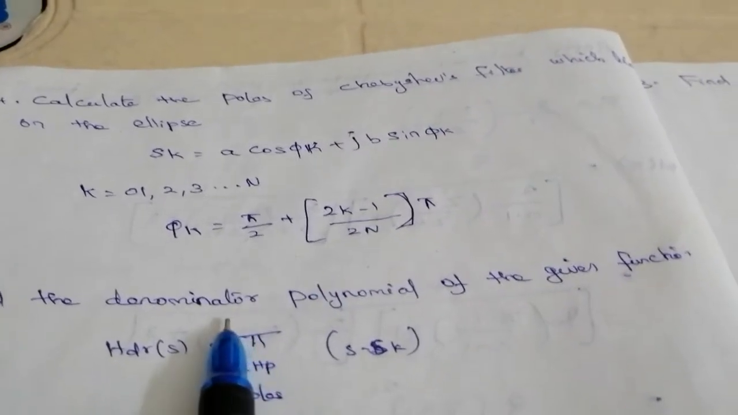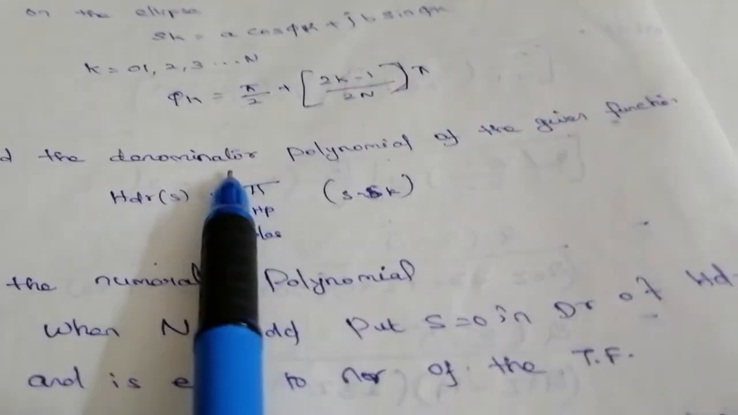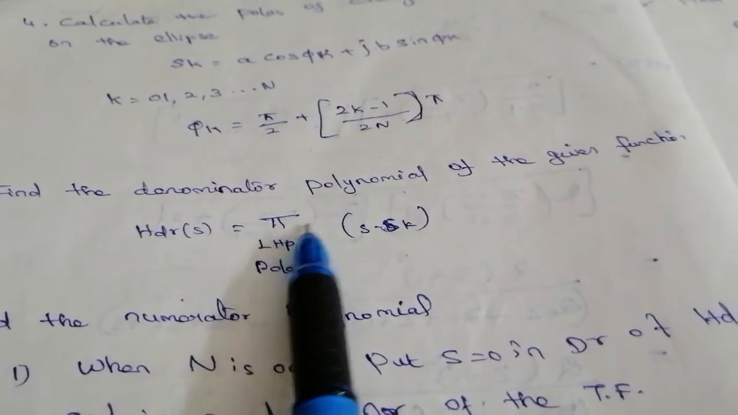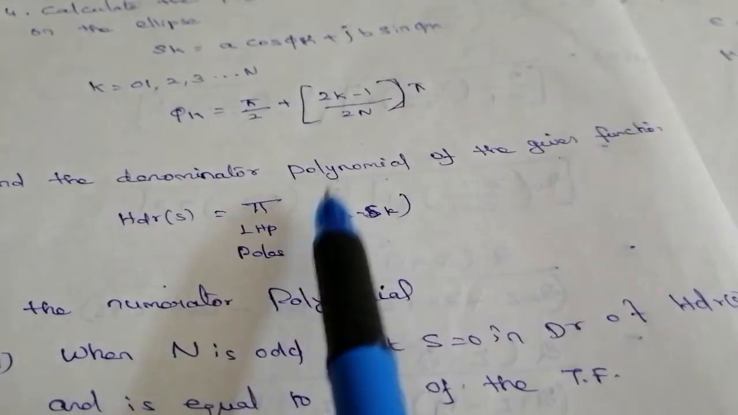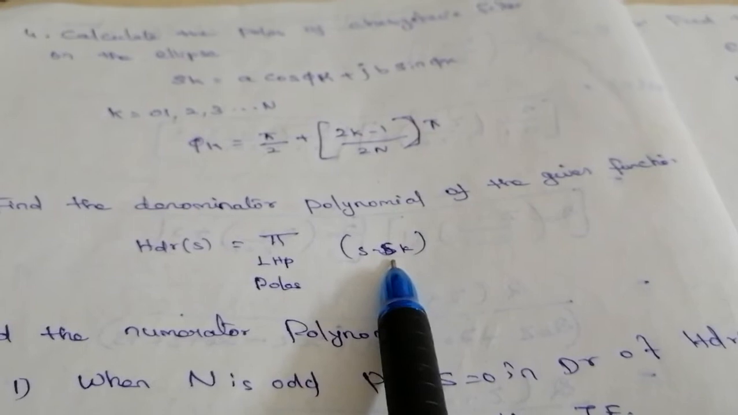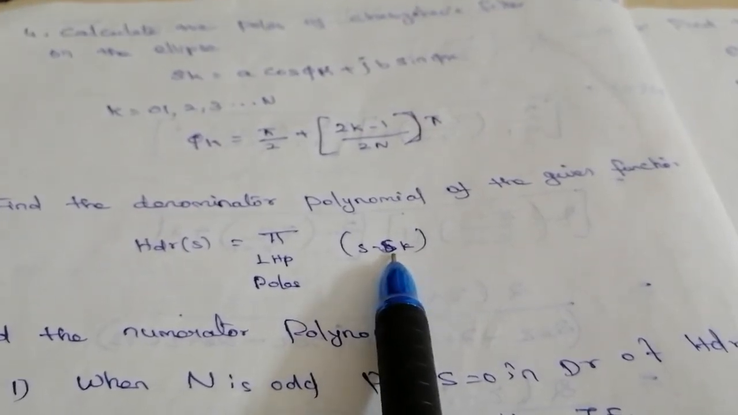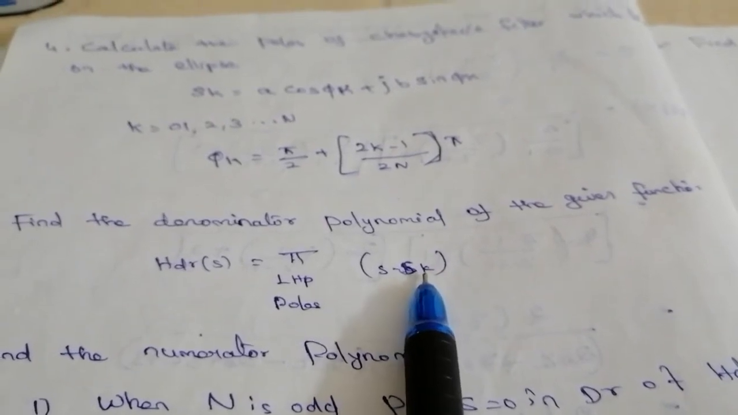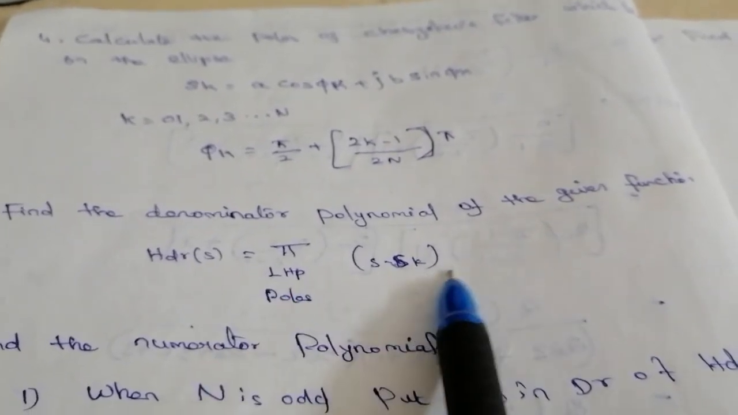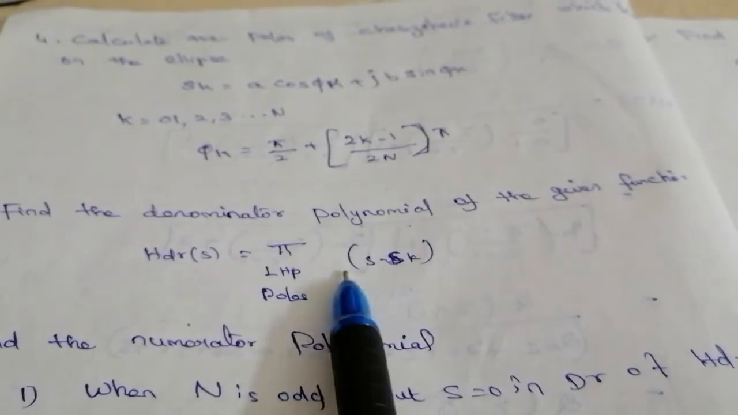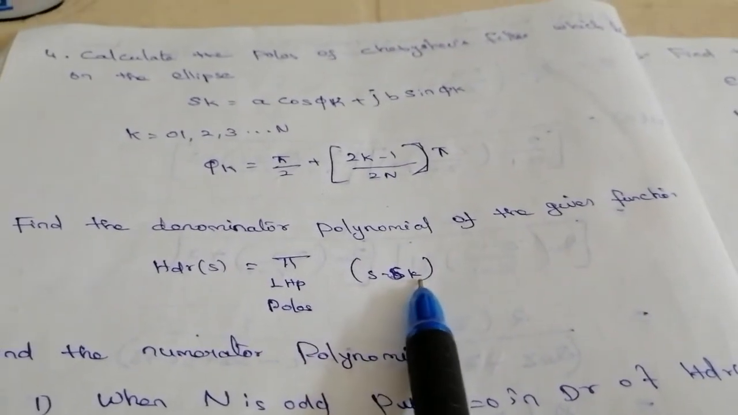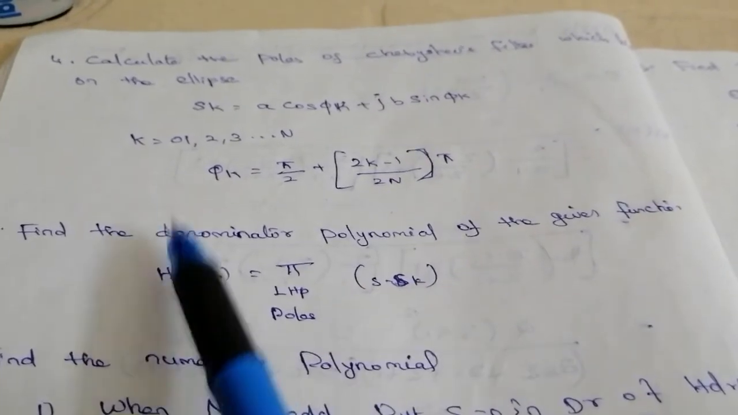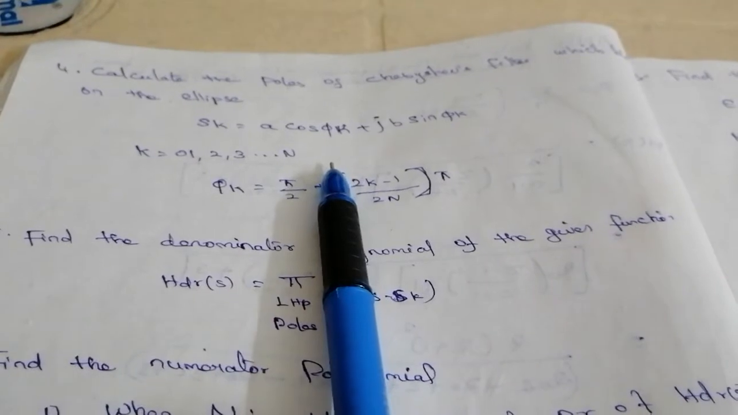Then find the denominator polynomial of the given function H(s), that is the product of (s minus sk). In the Butterworth filter, the transfer function H(s) is nothing but 1 divided by the Butterworth polynomial. In the Chebyshev filter, the denominator is the product of s minus sk, where sk are the poles of the Chebyshev filter which lie on the ellipse. So the sk formula is this one, right?